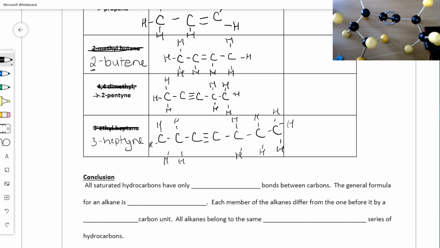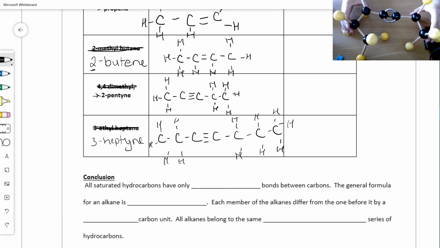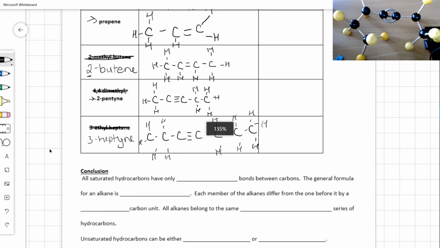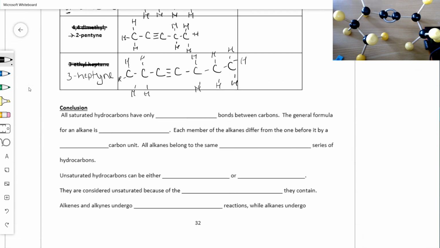The model kit helps you to visualize, it helps us see. And again, there's a bend here, and then all of a sudden it has to go straight because of the triple bond. There's a bend on this side. I'll probably use this model to demonstrate something else, but really quickly, while I have the lab here, why don't I finish out this conclusion?